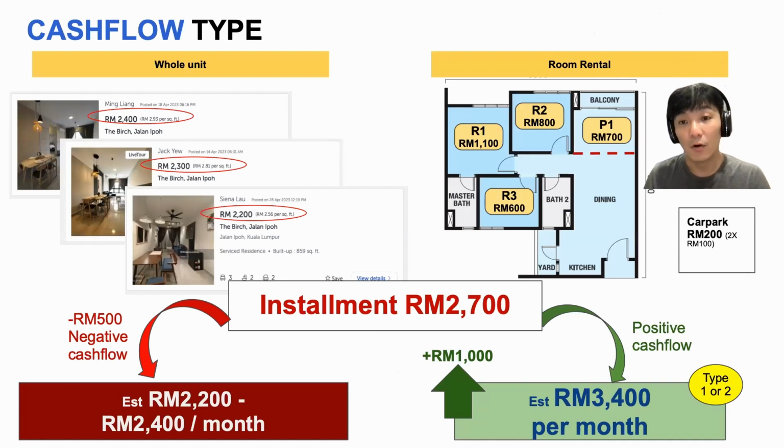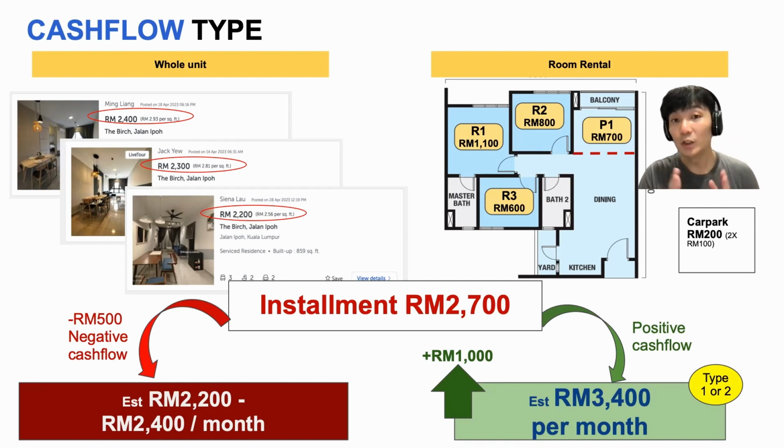So when you rent out the whole unit, this is the cash flow comparison type. Let's see, I benchmarked it on iProperty. This property is called The Birch KL, a 3 bedroom, 819 square feet unit. On the left, whole unit 2002 to 2004. There are also higher and lower rentals. I'm taking the middle, so it will be an average or the middle point of the asking rental of the available listings.